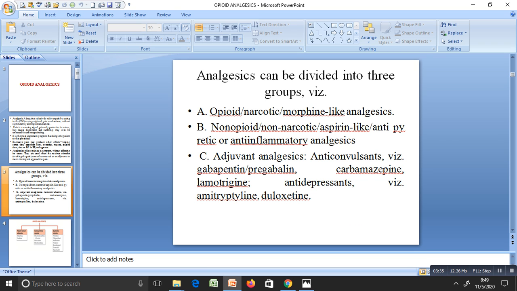Next is NSAIDs, non-opioid, non-narcotic. Non-narcotic means it is an aspirin-like analgesic. Opioid means it is a morphine-like analgesic, whereas NSAIDs are aspirin-like analgesics.